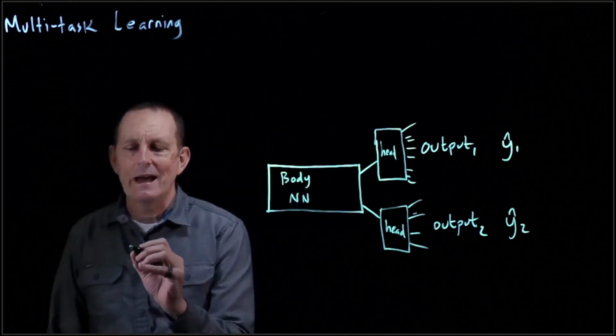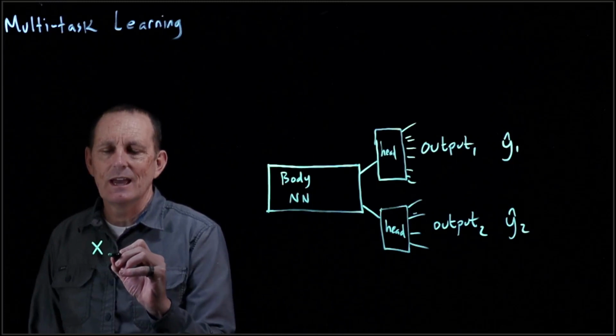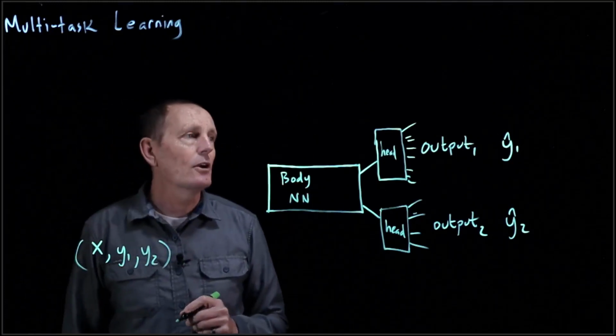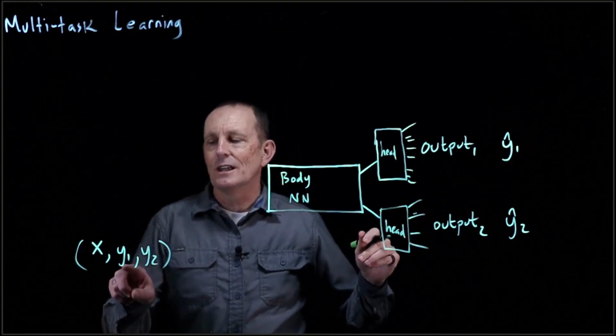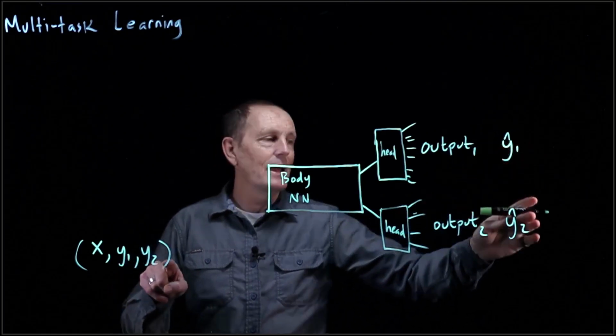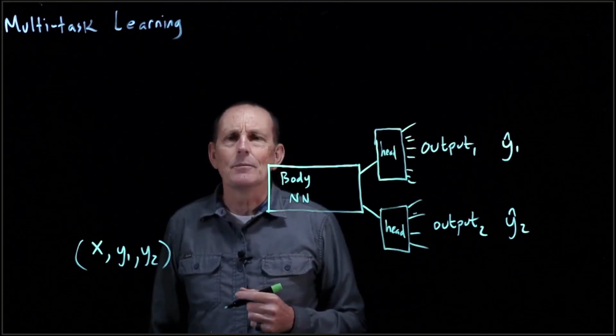So we will have training examples which will consist of, let's say, x, y1, and y2. And our loss function is going to be some function that depends both on how y hat 1 and y1 are different and y hat 2 and y2 are different. Let's look at some examples.